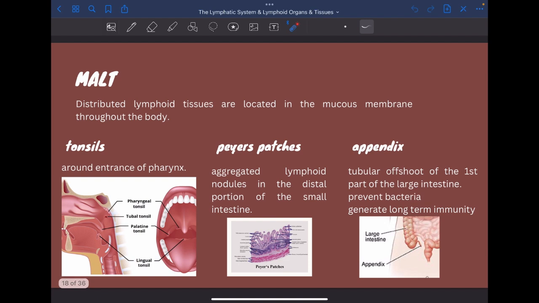Now coming to this group of organs that we call MALT, or mucosa-associated lymphoid tissue, they're essentially lymph tissues that are spread throughout the mucous membranes in our body. The reason they're spread all around is to help the body against infections and against the constant pathogens present inside the body. They can be present in the digestive system, in the respiratory system, in genitourinary organs, and so on and so forth. Mainly focusing on the digestive tract, we have tonsils, Peyer's patches, and the appendix.